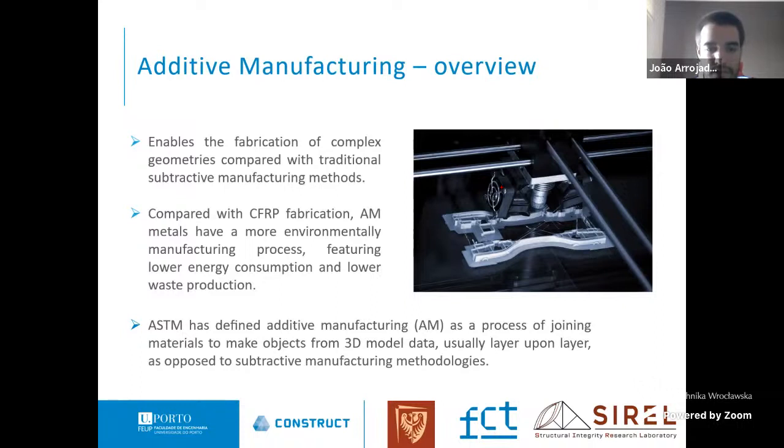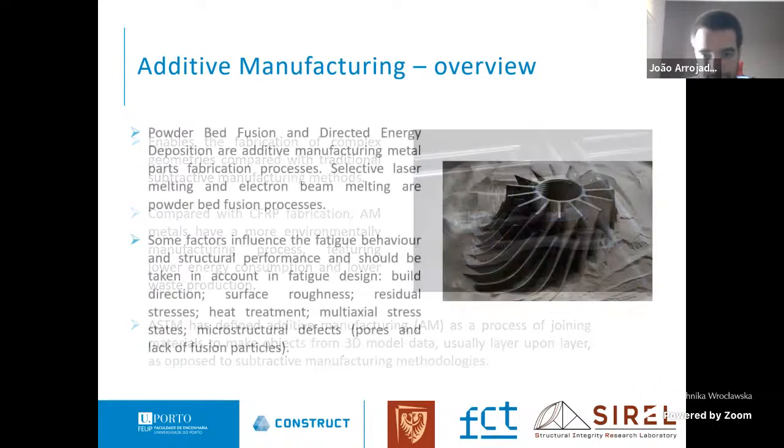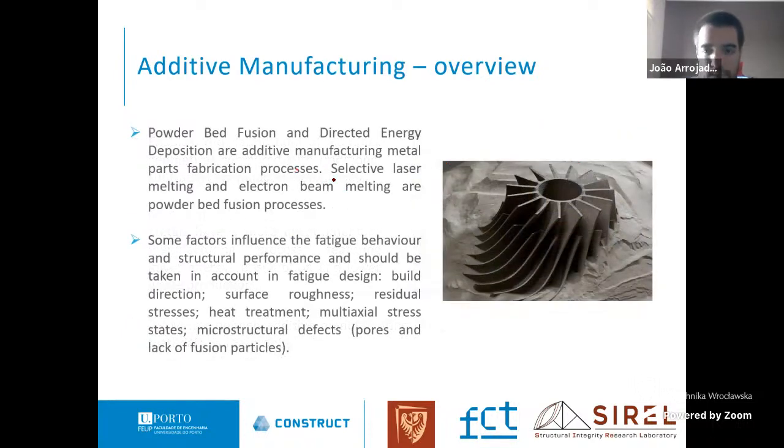and lower waste production. The ASTM standards define additive manufacturing as a process of joining materials to make objects from 3D model data, usually layer upon layer, as opposed to subtractive manufacturing methodologies. One of the main processes of AM is powder bed fusion and direct energy deposition. Our additive manufacturing metal parts fabrication processes, selective laser melting and electron beam melting, are powder bed fusion processes.